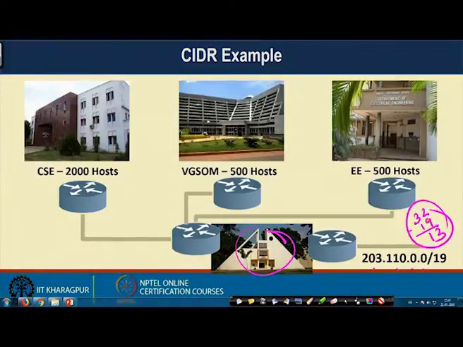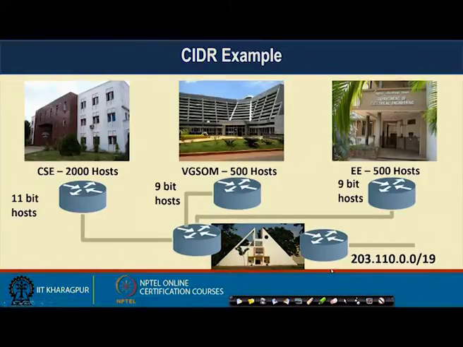One subnet is for CSC, the second subnet is for VG-SOM, and the third subnet is for E. So, the question comes that with this 13 bit, how will you do that? So, first let us do an estimation that to address this many number of hosts, how many bits do I require? Now, to address 2000 hosts, you require at least 11 bits, because 2 to the power 11 is 2048.